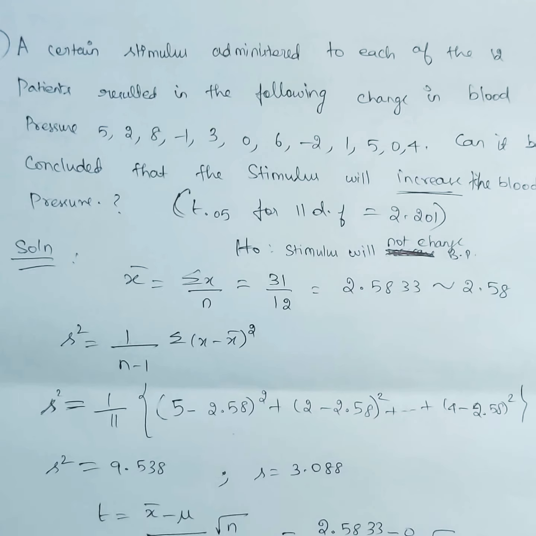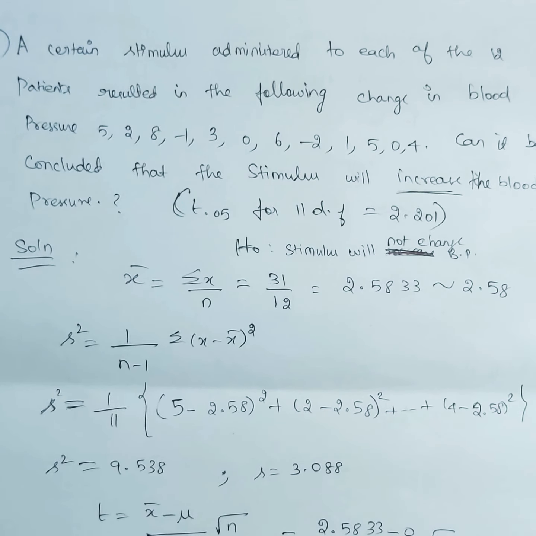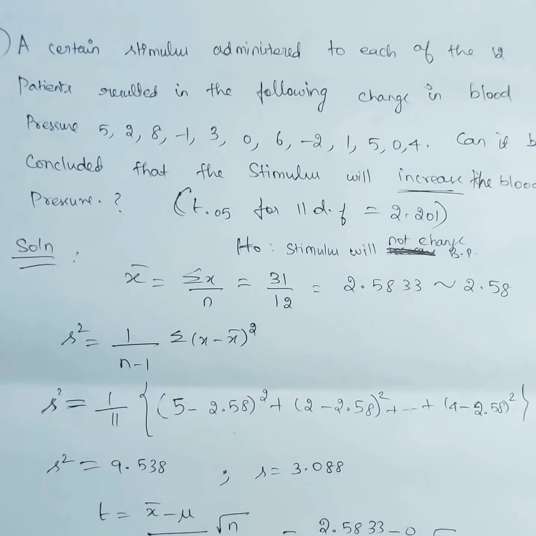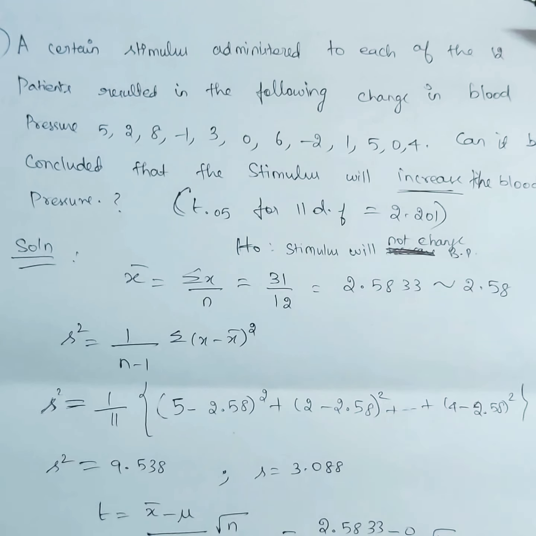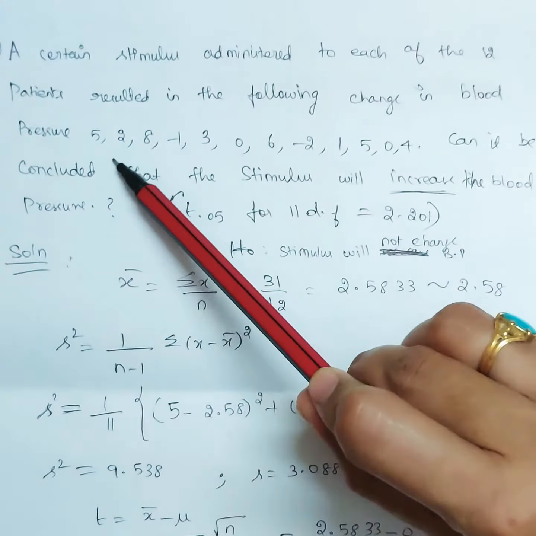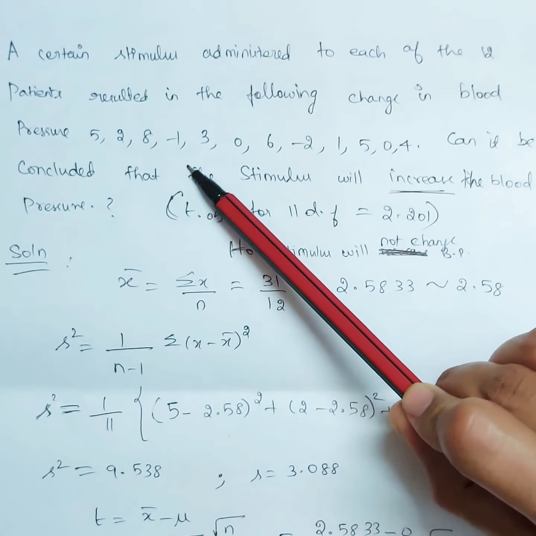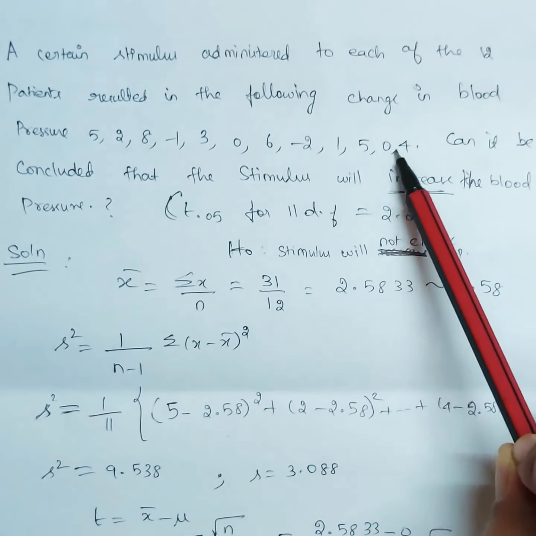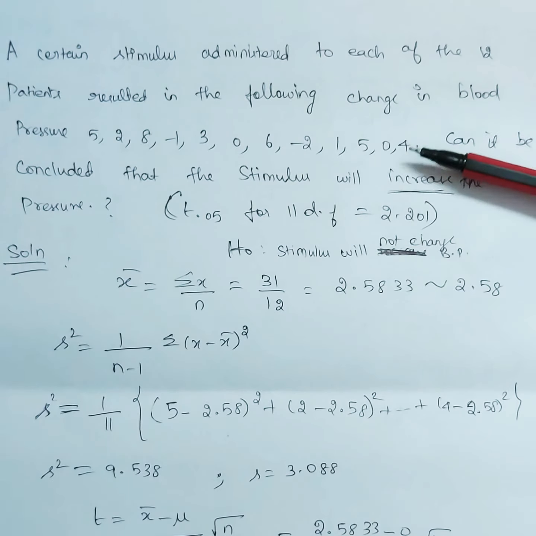One more problem we'll see. This problem is a repeated VTU question, so listen carefully. There is a small mistake in the question itself, I'll tell you what it is. A certain stimulus administered to each one of 12 patients resulted in the following change in BP. The values are 5, 2, 8, minus 1, 3, 0, 6, minus 2, 1, 5, 0, 4. 12 patients, change in BP they have given.